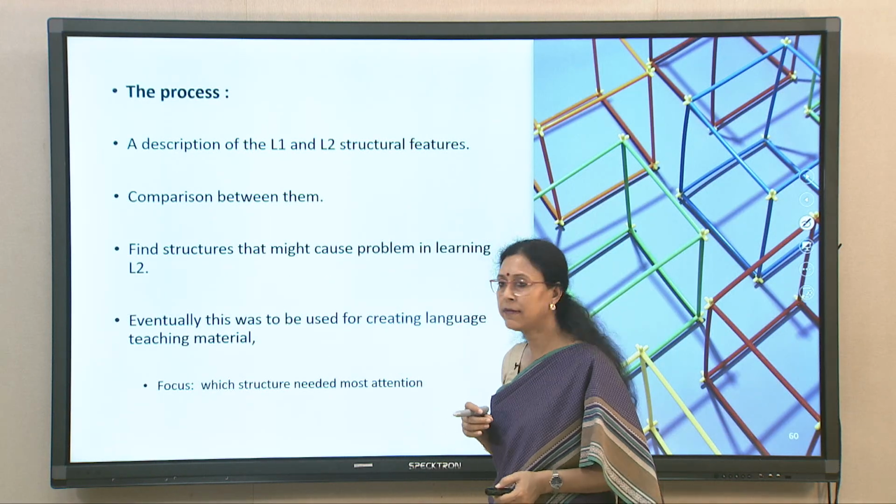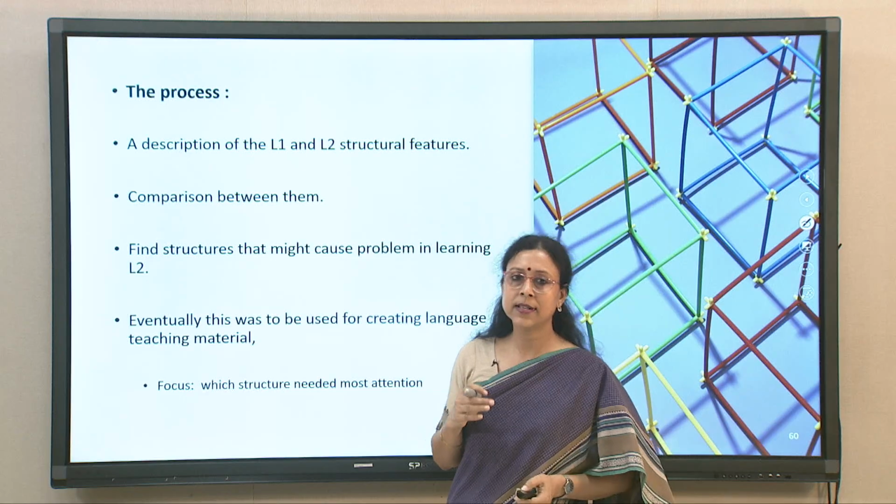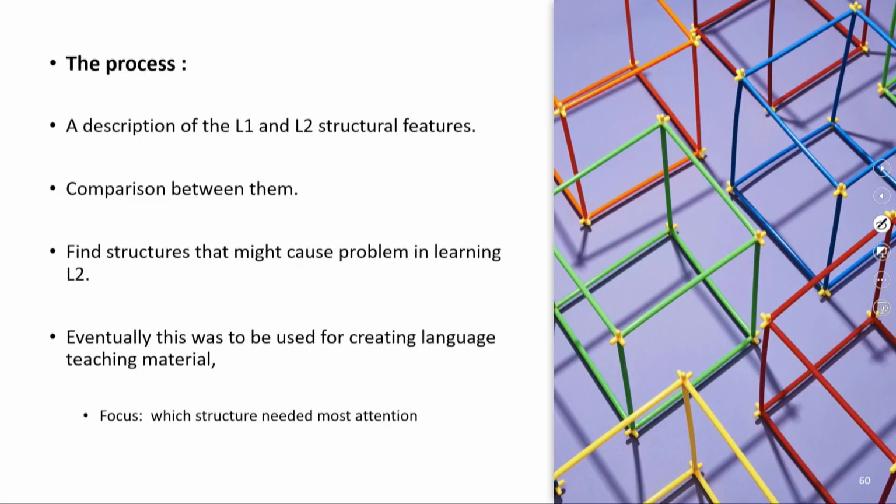So, how does the contrastive analysis process really go? The description of L1 and L2 structural features will first be discussed in detail, and then they will be compared, to find structures that might cause problems in learning L2. Setting aside the features that are similar, the problematic areas are where there is a different kind of structure in L1 and L2 for the same kind of grammatical purpose. Those are the cases that might cause problems. So, that has to be identified.